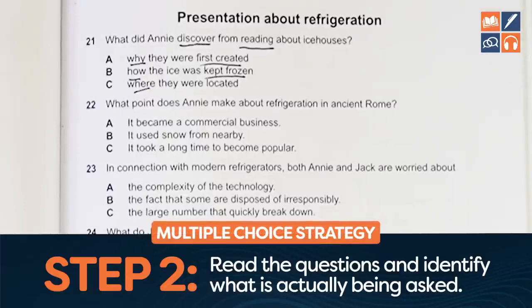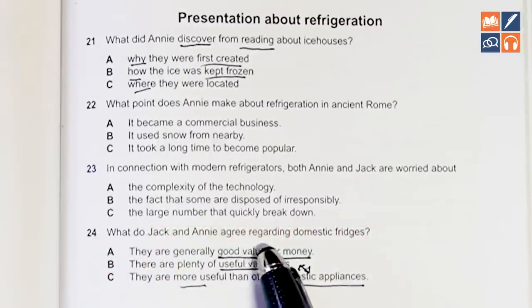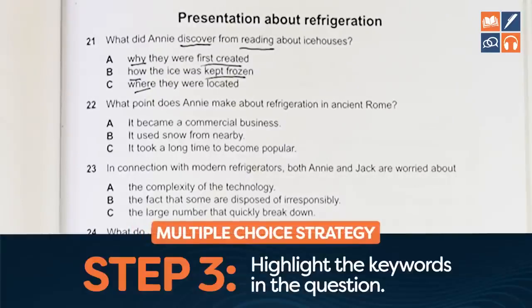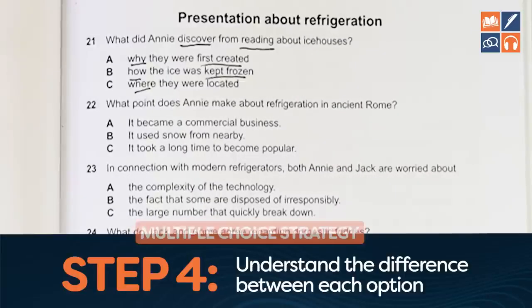So let's say 24, for example. What do Jack and Annie agree regarding domestic fridges? Not what do they think separately, what do they agree on? If you don't read the question, it's going to be very difficult for you to find the answer to number 24 because the key word there is agree, and that's the next step. Highlight key words. The next step is to look at each option and understand the difference between each option.